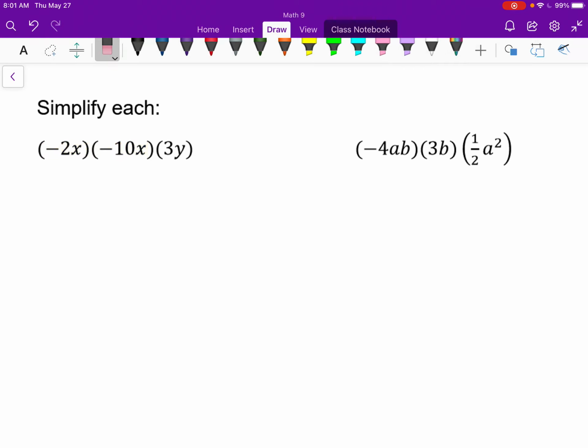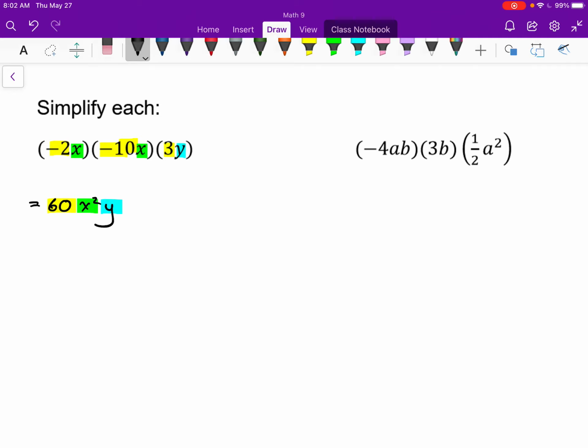Or I could focus on all the coefficients first. Lots of choices. OK, maybe actually I'll focus on all the coefficients first. So negative 2 times negative 10 is 20, times 3 is 60. So all my coefficients multiplied together make 60. Then my x's, I have x times x, so that's x squared. And then I have, again, this lonely y. There we go. So it didn't really make much of a difference there being 3 monomials together.